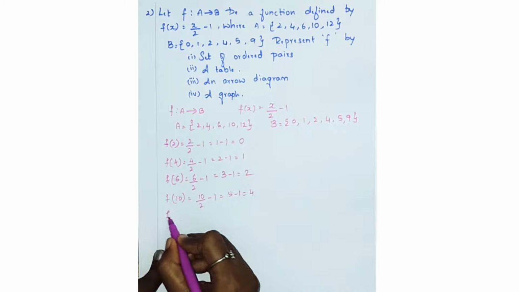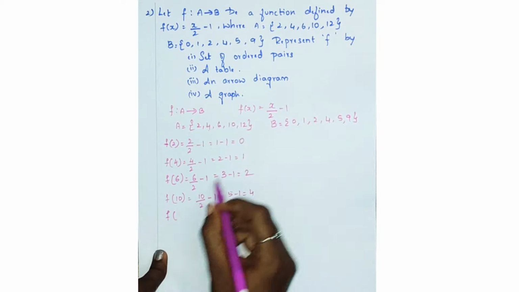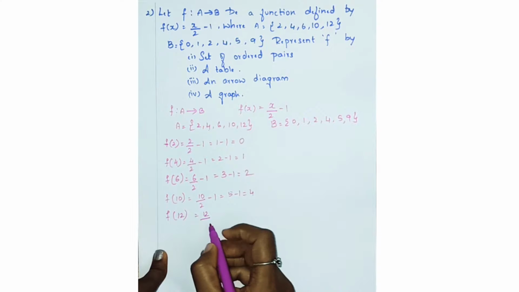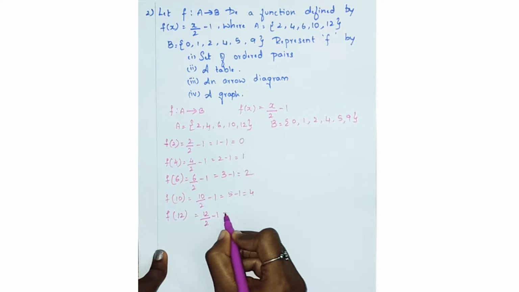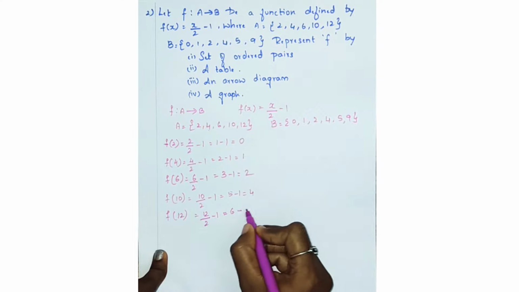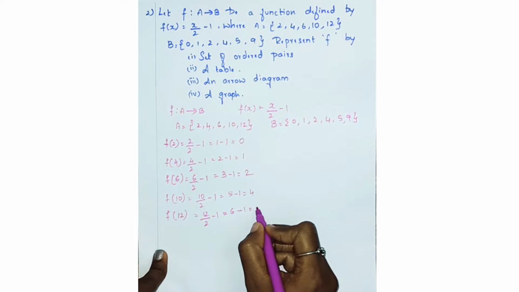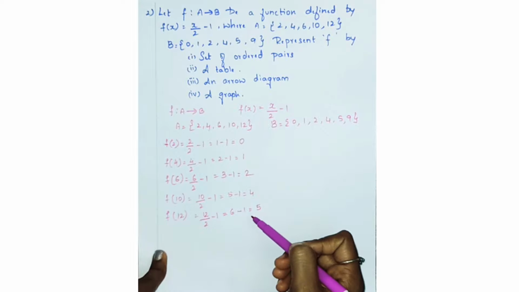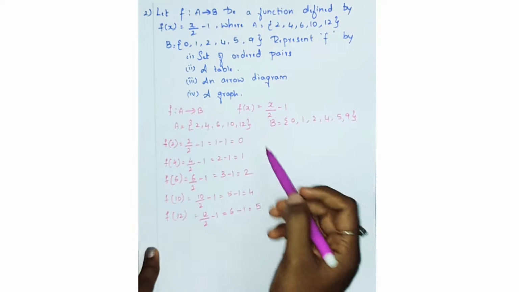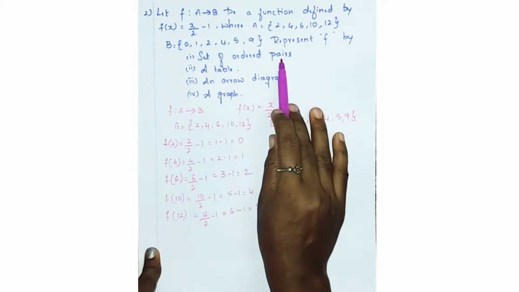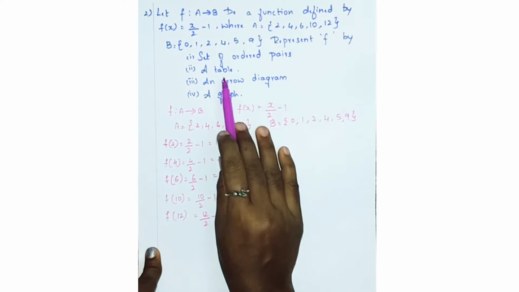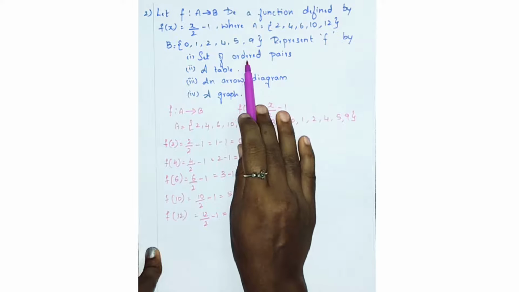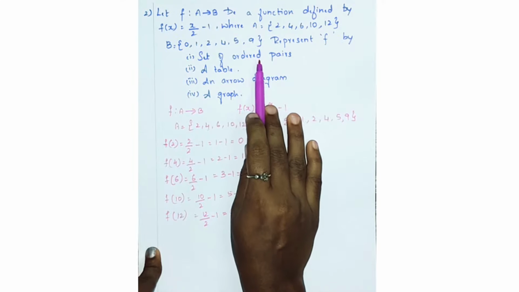Next, f of 12. So that is 12 divided by 2 minus 1, which is 6 minus 1. It is 5. Okay, so you got all the values. So now what you have to do? So you have to show this in set of ordered pairs, a table format, and in an arrow diagram and in a graph. Okay, so first we'll do set of ordered pairs.